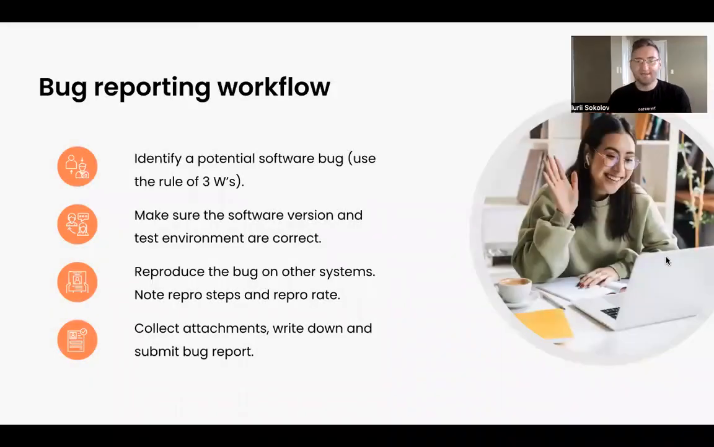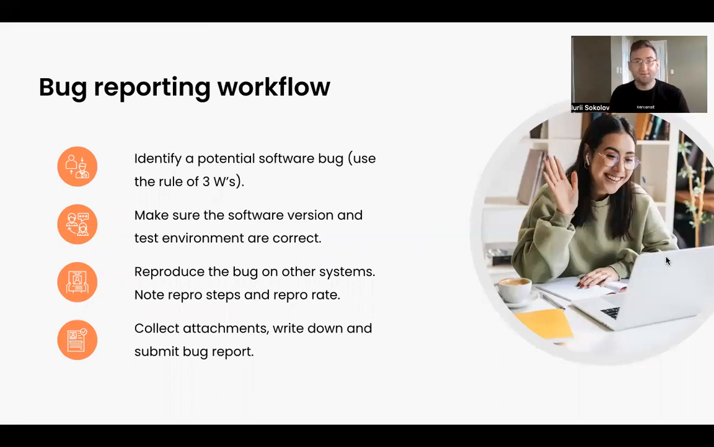Okay, so now let's talk about the bug reporting workflow. What is the process of looking for bugs, looking for issues, and what do we do when we find them? So first, when you start working as a QA engineer, you need to test the software. Then you need to identify potential software bugs, which you will do a lot. Use the rule of 3 Ws, it will help you when you see something is off, something doesn't work the way you expect it to work.